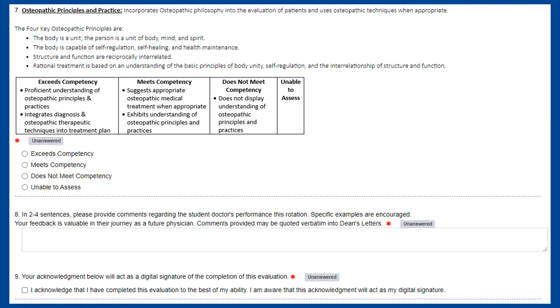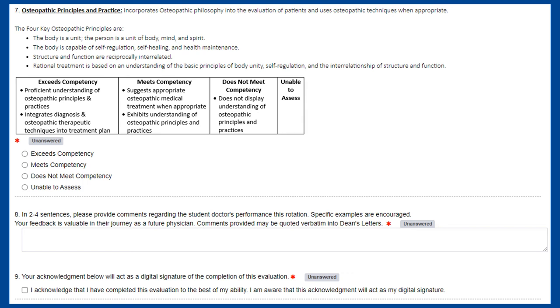Structure and function are reciprocally interrelated. Rational treatment is based on an understanding of the basic principles of body unity, self-regulation, and the interrelationship of structure and function.